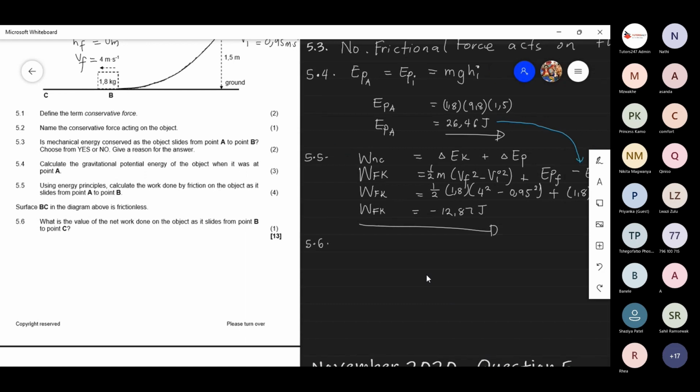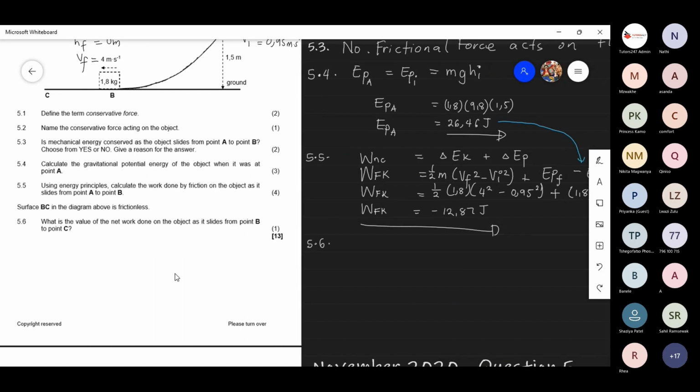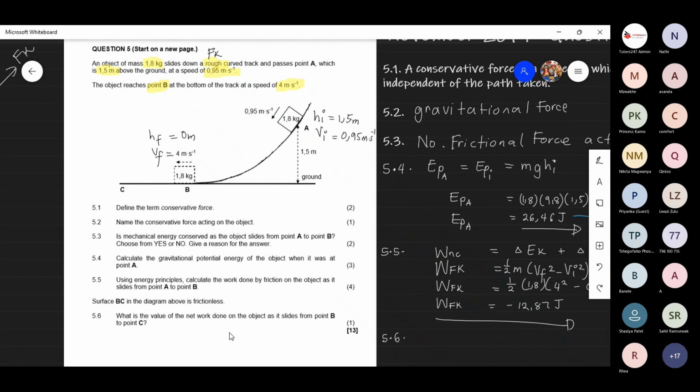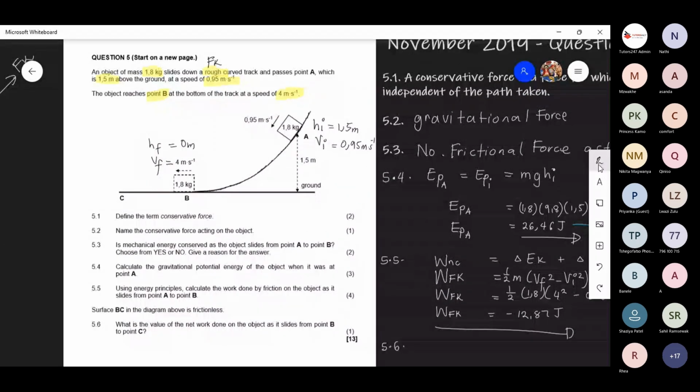Now we have question 5.6. Surface BC in the diagram above is frictionless. This is very important because they've stated that BC is frictionless. It now means that mechanical energy is conserved between BC. So we can now use our mechanical energy formula.